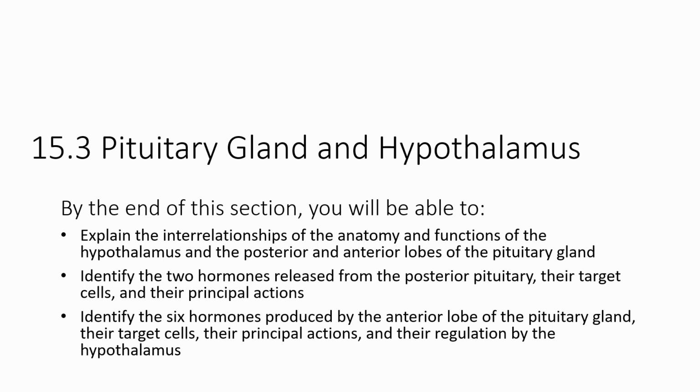Now, by the time we get through this, we're going to look at the interrelationships of anatomy and functions of the hypothalamus and the pituitary glands. We're going to talk about the 2 hormones released by the posterior pituitary, their targets, and then look at the 6 hormones produced by the anterior pituitary, their targets and actions, and how we regulate when via the hypothalamus.